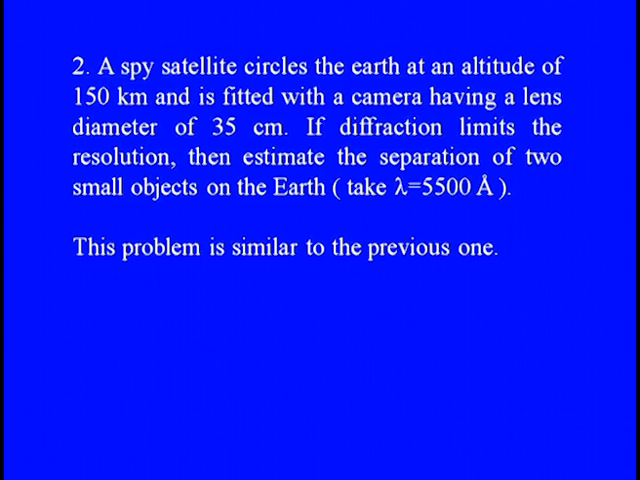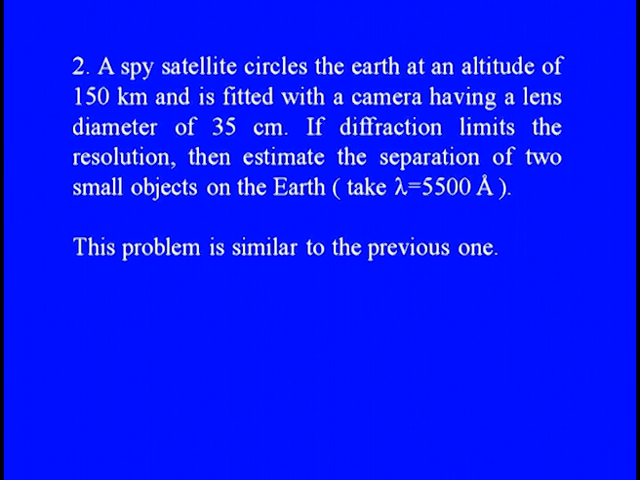So, now let us take another problem related to resolving power of satellites. Suppose a spy satellite circles the earth at an altitude of 150 km and is fitted with a camera having a lens diameter of 35 cm. If diffraction limits the resolution, then estimate the least separation of two small objects on the earth.